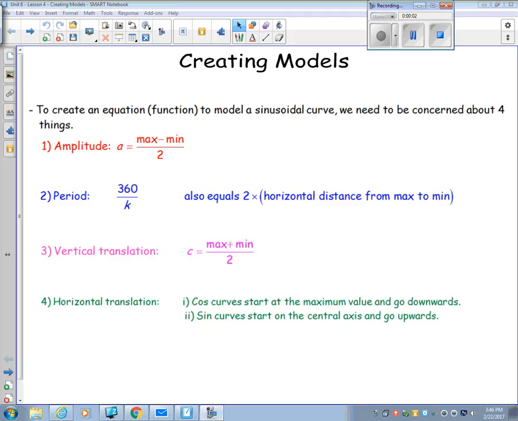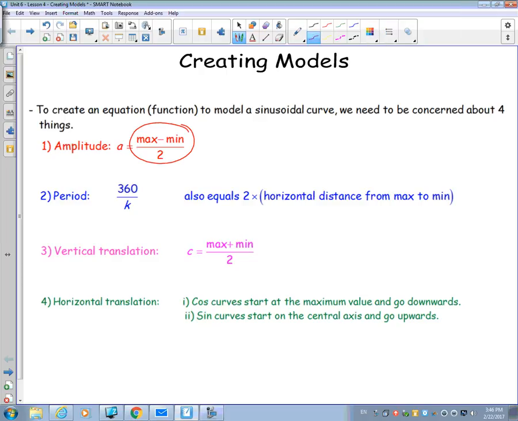In this lesson, we're going to start trying to work our way backwards by looking at properties or diagrams or graphs of sinusoidal functions and trying to figure out the model, the equation that would make that happen. There are 4 things we need to be concerned about when building a sinusoidal model. First one is you have to figure out your amplitude. So if we know our max and our min, we can use the max minus min idea, divided by 2, to get us our amplitude.